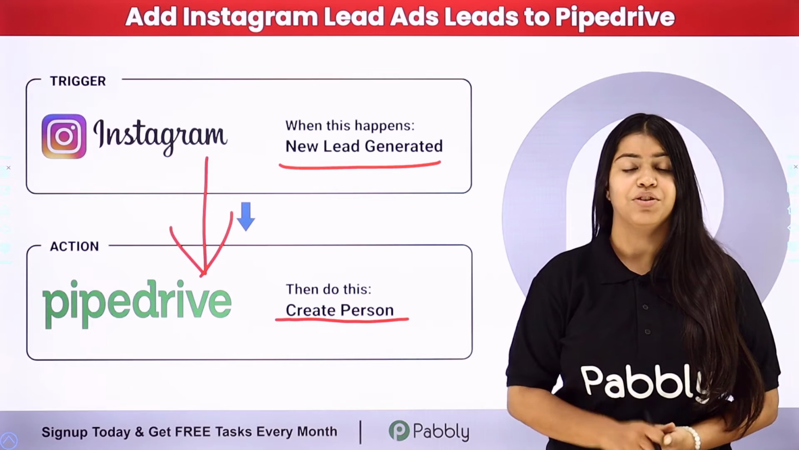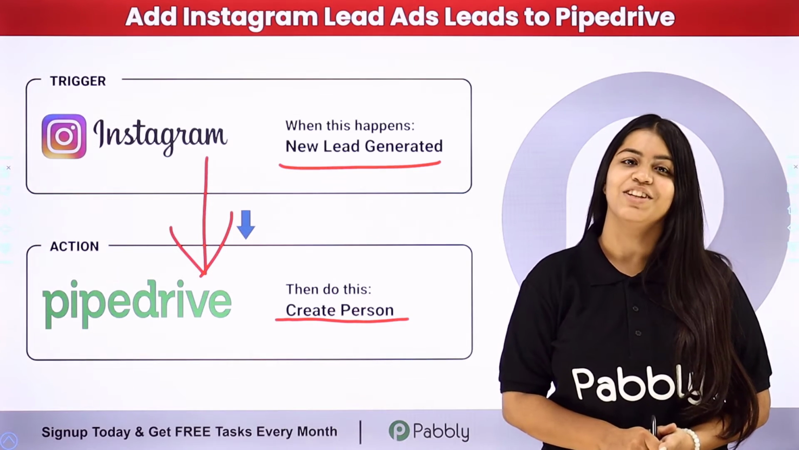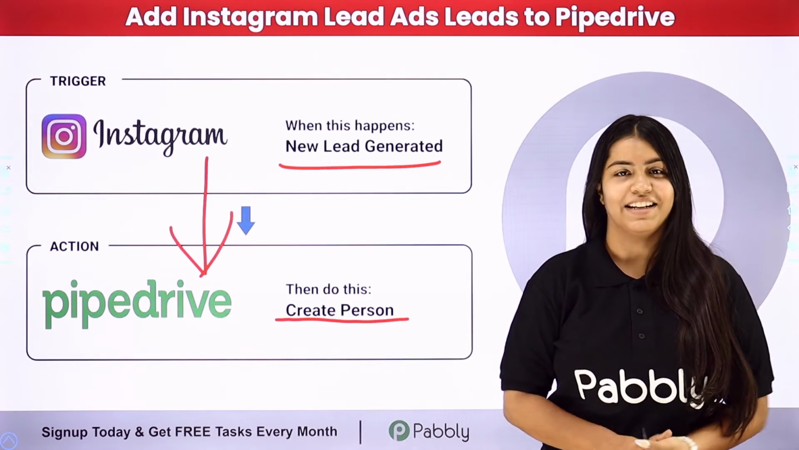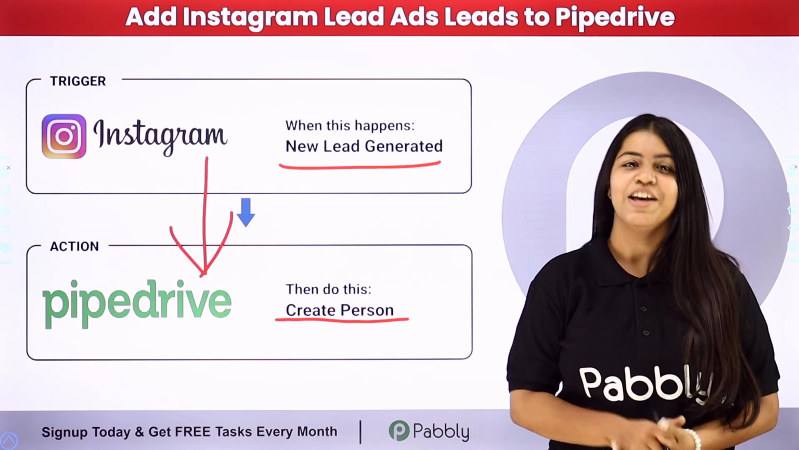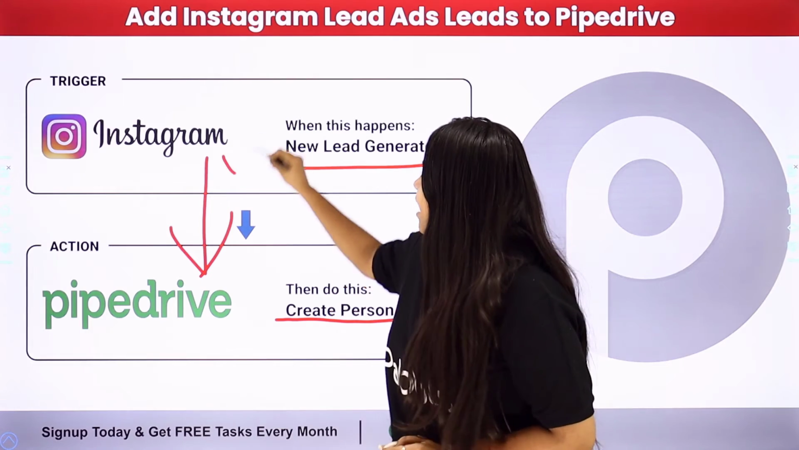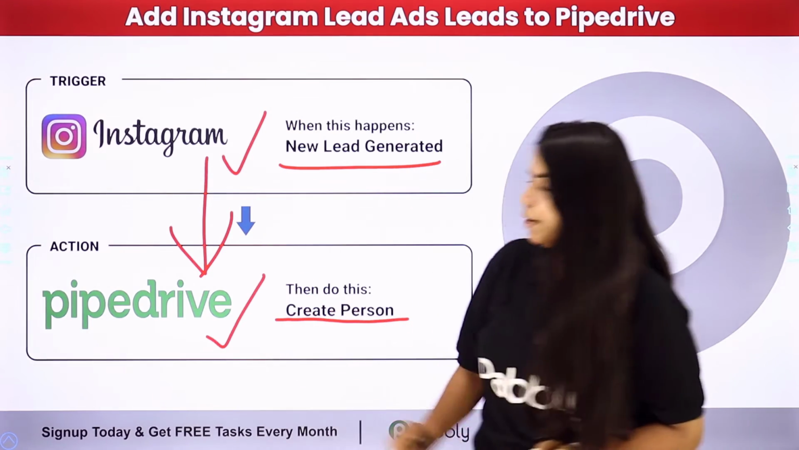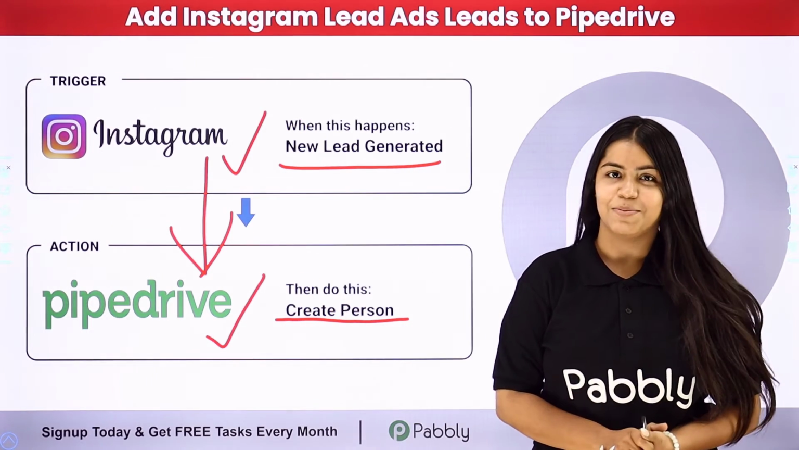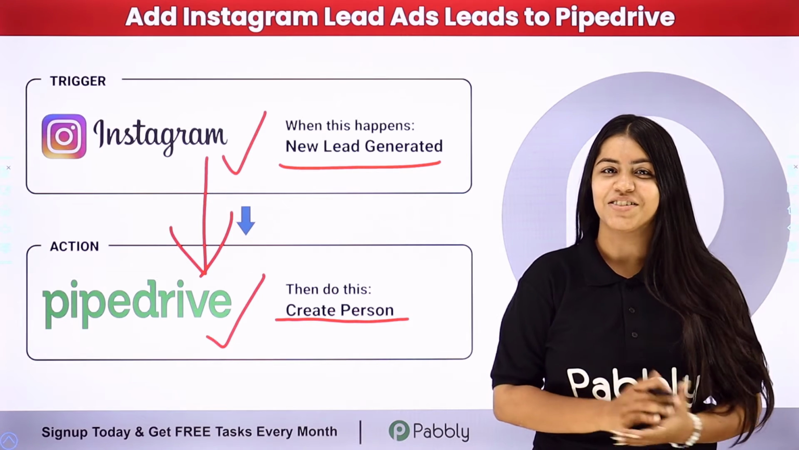To create this connection without knowing any programming or coding language, we are going to use Pabbly Connect. It is an amazing automation software. So in Pabbly, we have the concept of trigger and action. For trigger, we are going to use Instagram lead ads, and for action, we are using Pipedrive. So if you also wish to learn this process step by step, follow me through the screen.